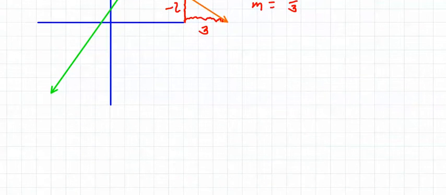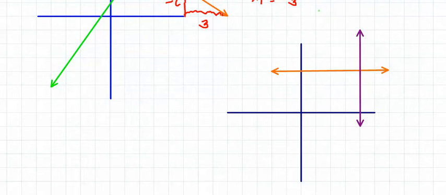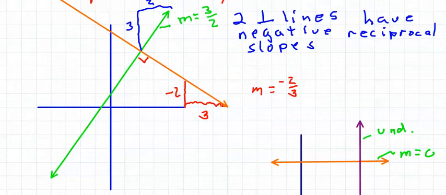For instance, if we have two lines, vertical and horizontal, let me draw that. Here we have two lines, vertical, the purple one, the orange one, horizontal. This has undefined slope, and this has slope of 0. This is the only case where the slopes are not negative reciprocals. Every other pair of perpendicular lines, the slopes are negative reciprocals.